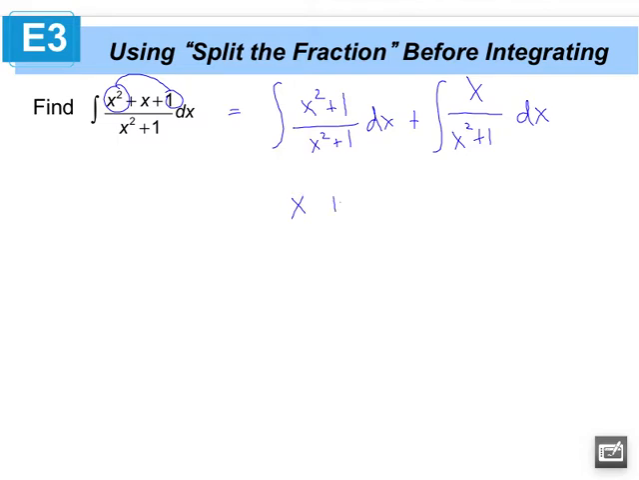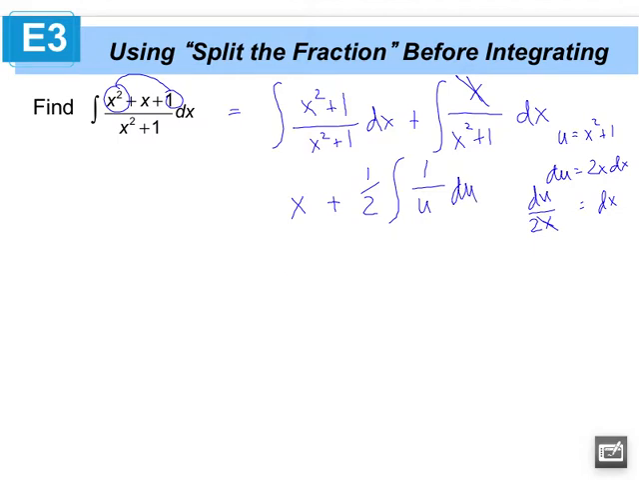x plus. Here I need to do a u du. What should u be? x squared plus 1. So this will become 1/2 times the integral of 1 over u du. What's the integral of 1 over u du?